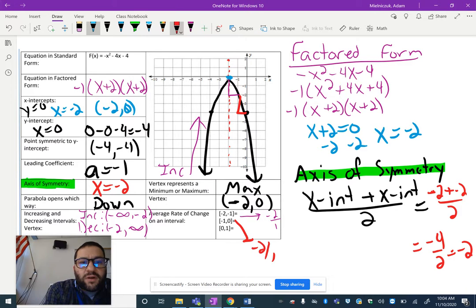And then from 0 to 1. What is our answer for 1? 1 squared is 1, so negative 1 minus 4 times 1. Negative 1 minus 4 is negative 5, and negative 5 minus 4 is negative 9, which would be right here. So we would go down 1, 2, 3, 4, 5 over 1. So this would be negative 5 over 1.